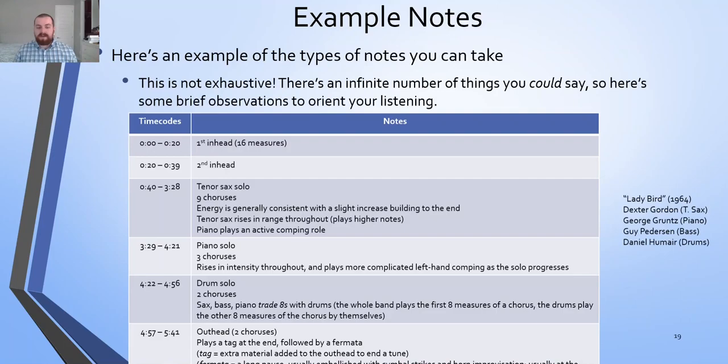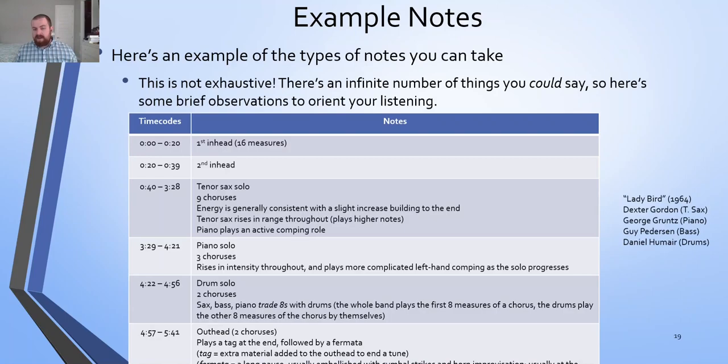This is not a ton of observations, but at the same time, some of this is relatively high level. It's kind of a mix here. So notice that you can use time codes to orient yourself. A chorus is about 20 seconds. So you could think of things in 20-second chunks throughout the entire piece. You've got objective information, piano solo, 3 choruses, followed by subjective information, rises in intensity, and things that are kind of a mixture.